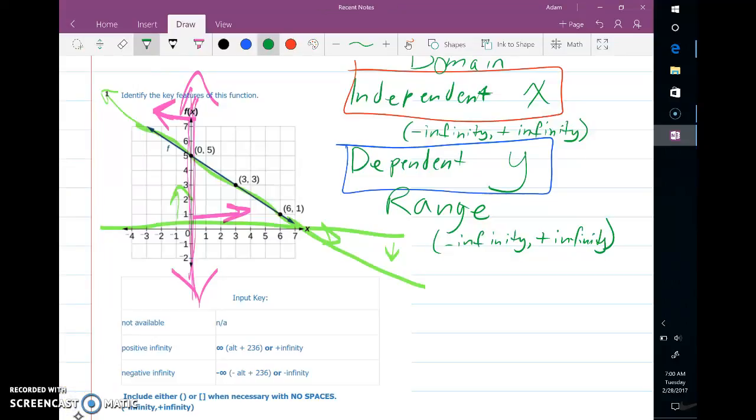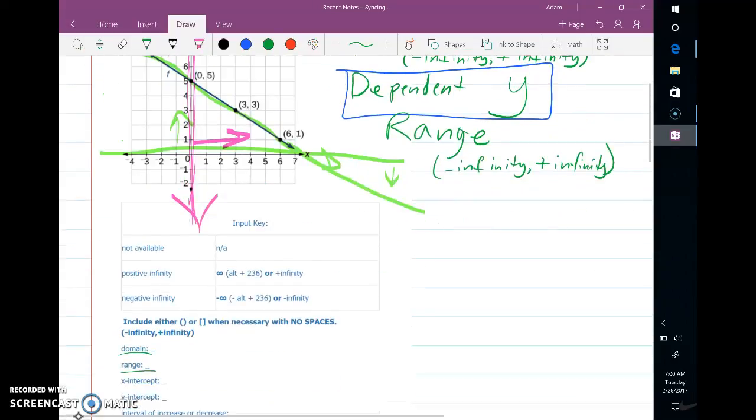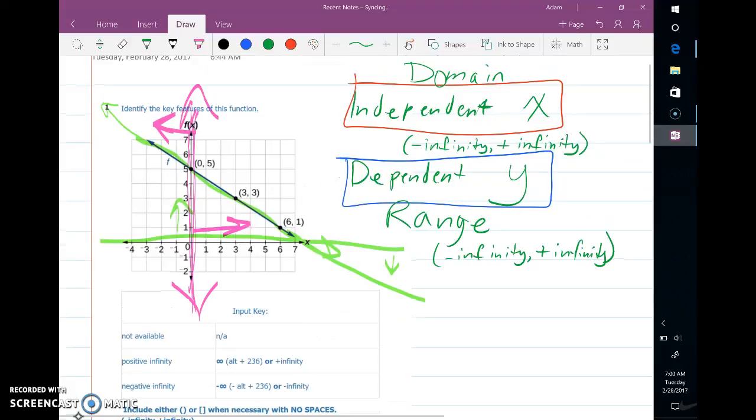A couple other questions from this question. What's the x-intercept, the y-intercept, and intervals of increase or decrease? Well, my y-intercept is right here at (0, 5). So my y-intercept is at (0, 5). And that is my y-intercept. My x-intercept, it hasn't hit yet, so I'm going to look at a pattern.